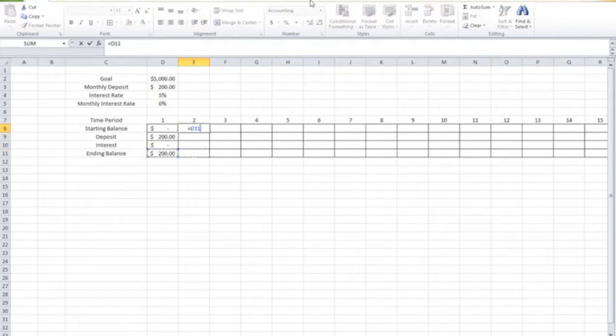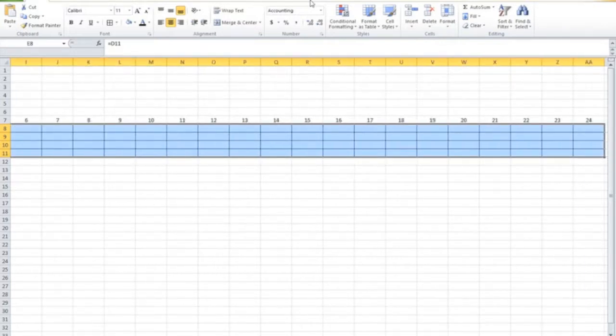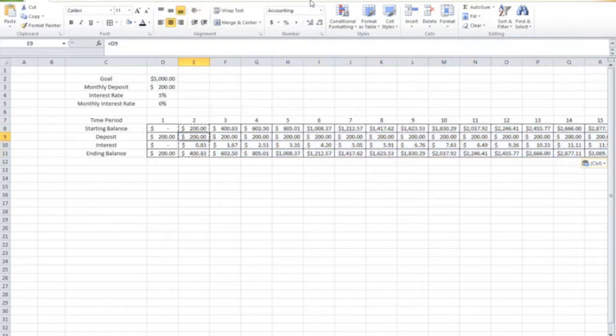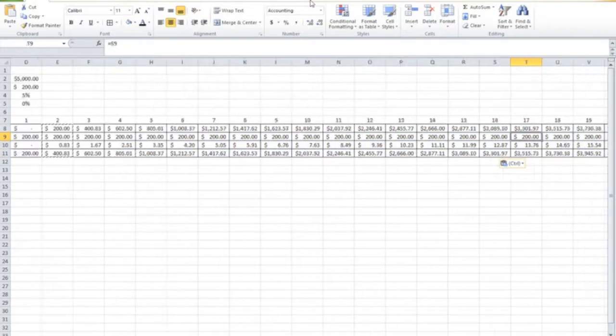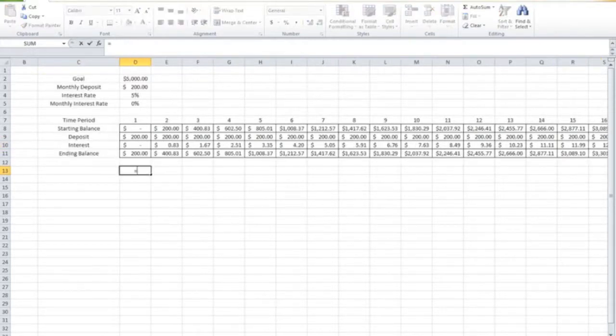We will use the ending balance of month 1 as a starting balance in month 2. In the remaining periods, we will find the interest on the starting balance to calculate interest. We paste this out for 24 periods and find that the ending balance shows we will have $37 to spare, just over $5,000. Now let's use one of Excel's shortcuts.